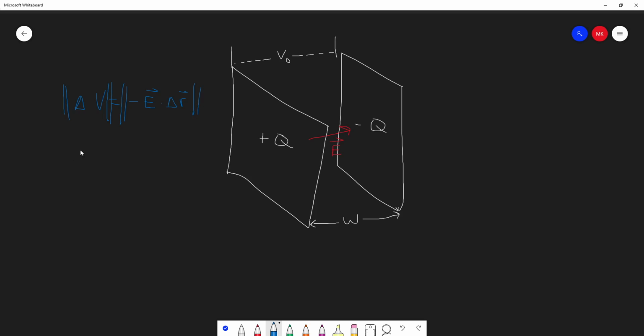So solving for electric field, E equals delta V over delta R, where delta V is just V naught, it's given, and our delta R, starting from this positive plate to this negative plate, is just W. Simple enough, just looking at a relationship between voltage and electric field, and we can find our electric field pretty easily.